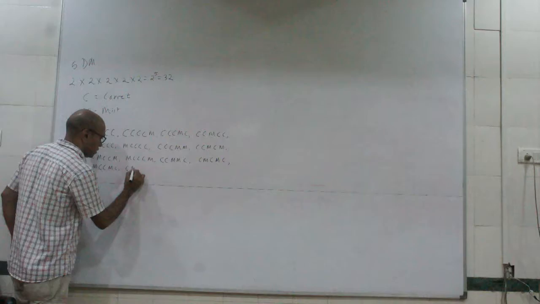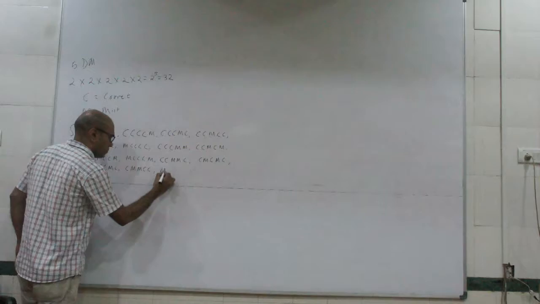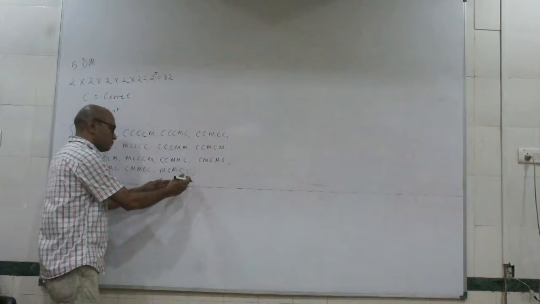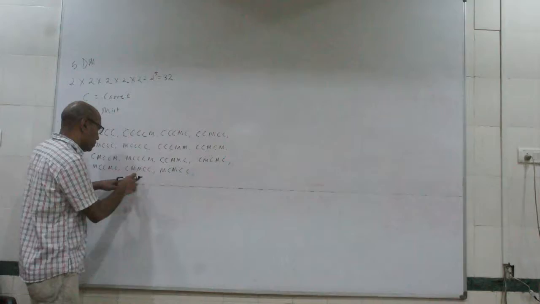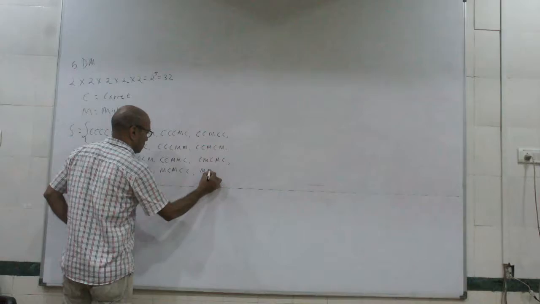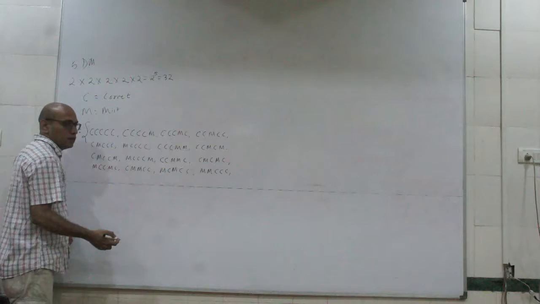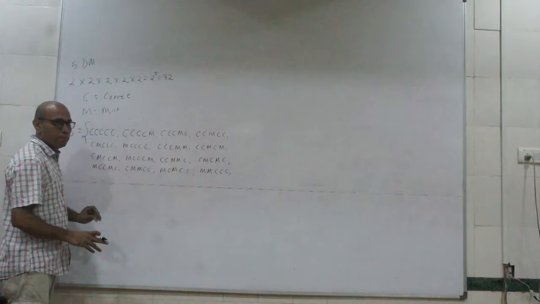Now M C M C C. Okay, now we shift them to an even further position, that is they were at this position together, so now it is M M C C C. Okay, now are we through with all possibilities of 2 M's? Are we through with all possibilities of 2 M's?